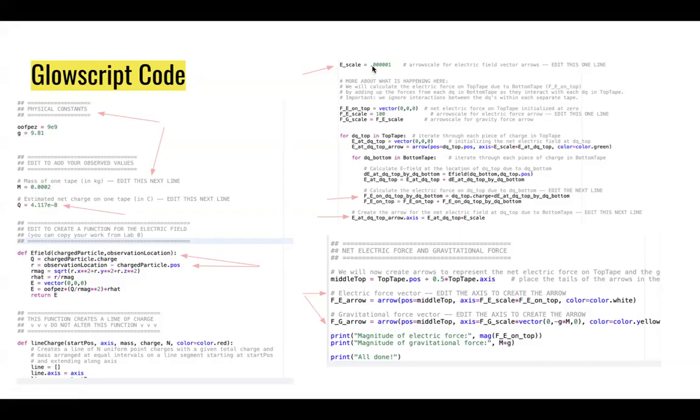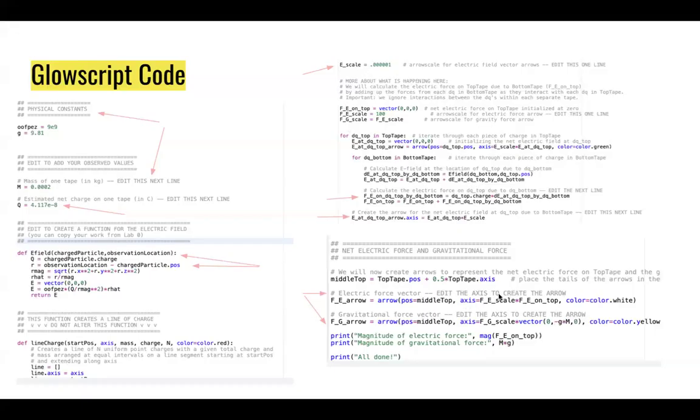And then my scale is 0.000001, which I just calculated through trial and error to make sure that the arrow sizes matched up. And then in order to calculate the electric force on dq, the top of dq due to the bottom of dq, you basically just take the charge from the top and multiply it by the dE of the top by the bottom because it's like the same. And then to create the arrow for the net electric field, I am just taking the E field at the top and then I'm scaling it with my scale factor.